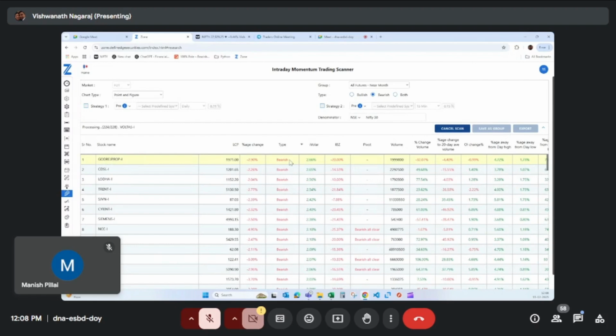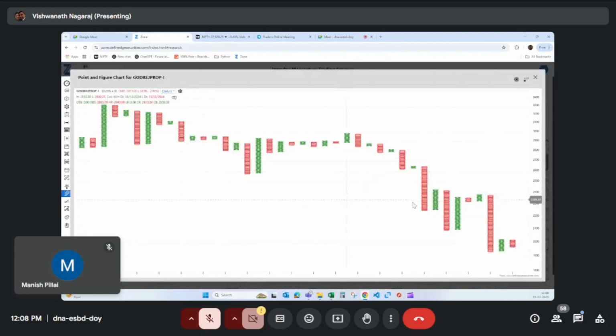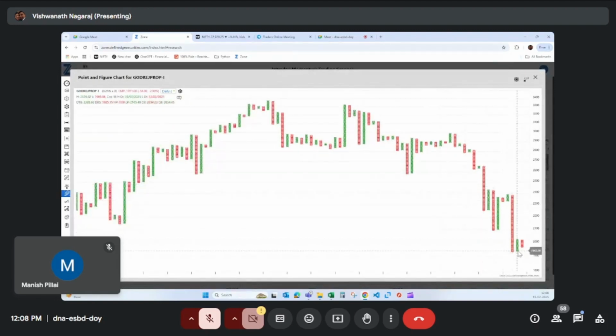Godrej Properties. It has the best iVolar. Let's just have a quick look at it. This looks a good entry, a double bottom sell. Your stop loss is going to be small.